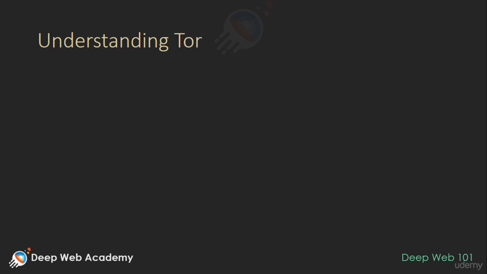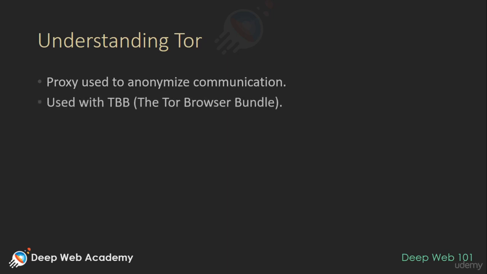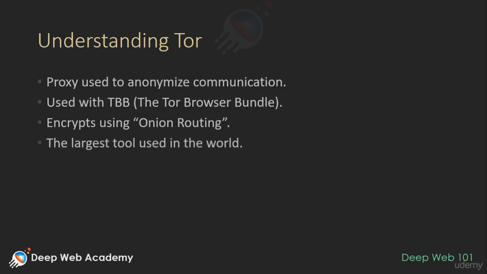Before we dive into it, let's just clarify exactly what Tor is. Tor is a proxy used to anonymize your communication on the internet. When used with the Tor browser bundle, which is what we'll be using in this course, it is very secure, and together they create the ultimate anonymity tool for browsing the internet. To send all your data over the internet, Tor uses what is called onion routing, which we'll dive a bit into later in this course. And it is the largest tool used in the world to anonymously connect and browse the internet.